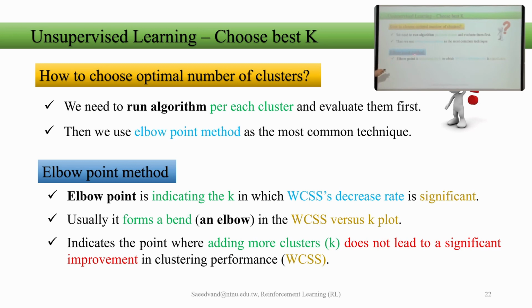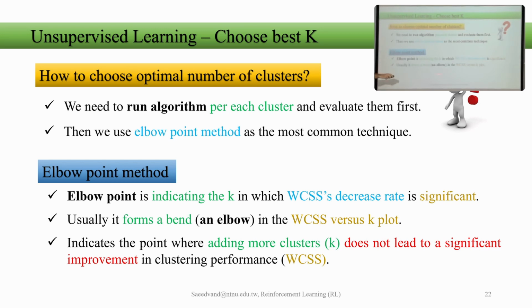In the elbow point method, we first run the metric WCSS, and we run it for each K, and we check the decrease rate of the WCSS. And we try to find the value that looks like an elbow, because it is decreasing dramatically, much more than the other steps that we have. We should find the point at which it decreases a lot. Then we choose it as the best K for our technique.